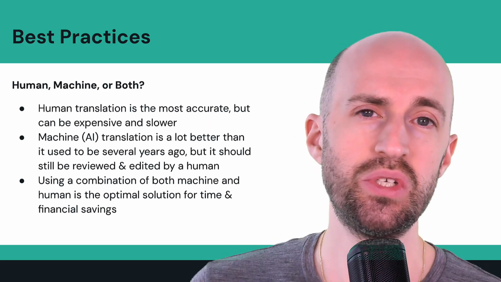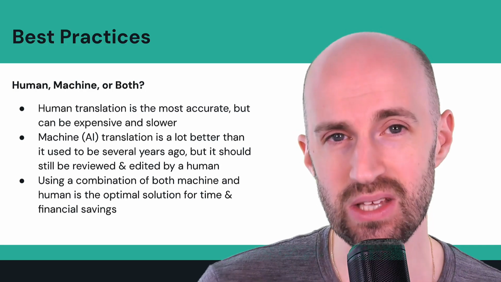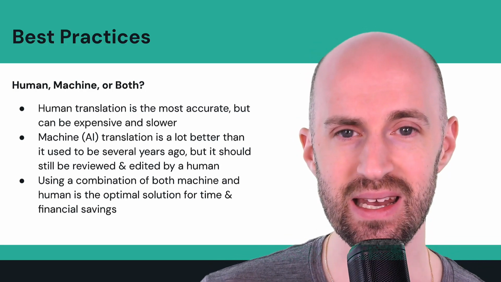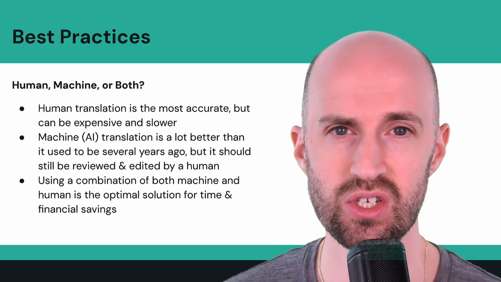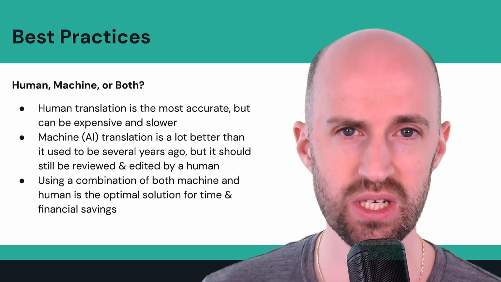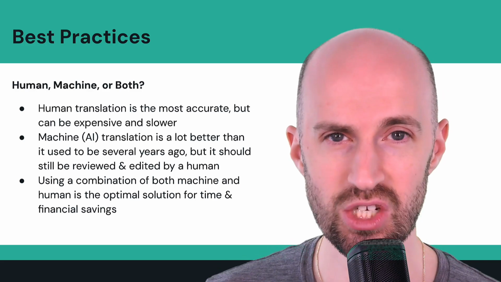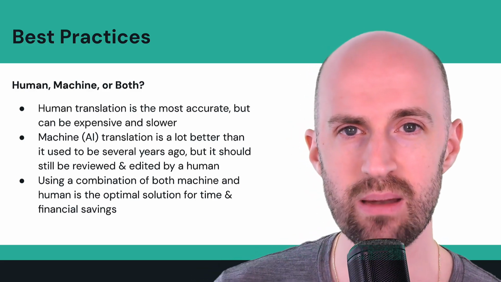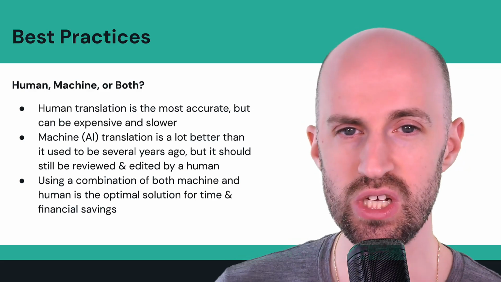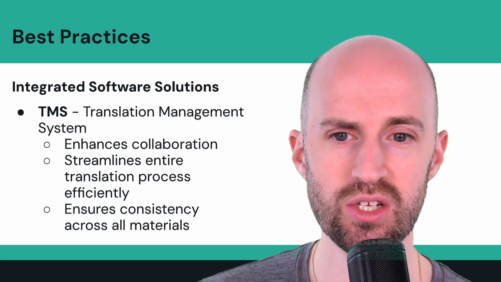And then using a combination of both machine and human translation is the optimal solution in today's day and age, both for time and financial savings. So you save a bit of time on the machine side, and then you add the human element to refine it, correct any issues and errors, and save some money because you've already done most of the legwork using the machine translation. So then we'll talk about some integrated software solutions.